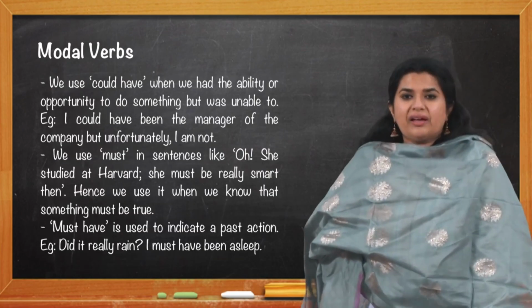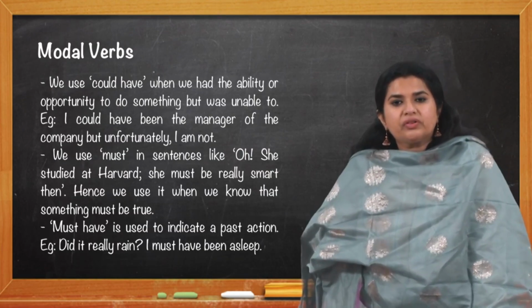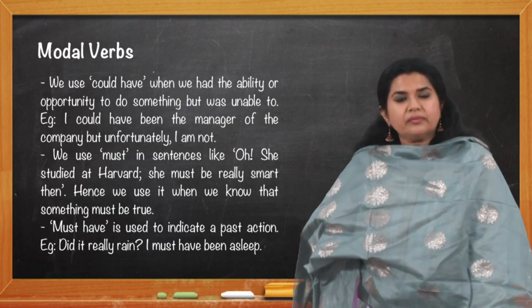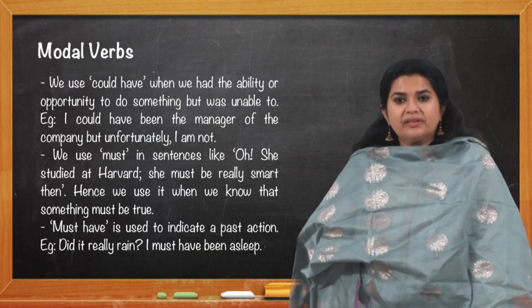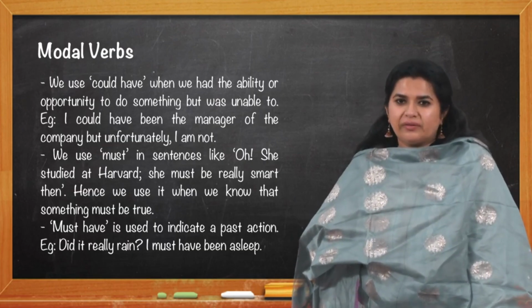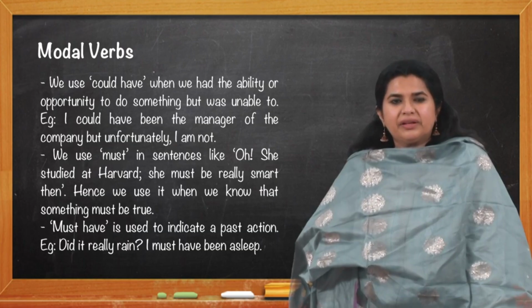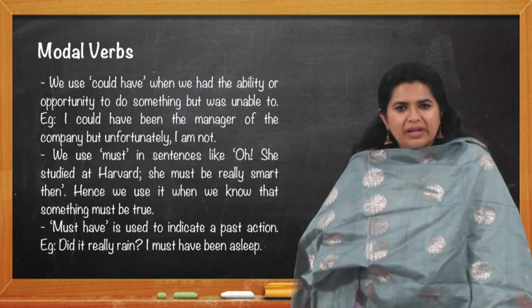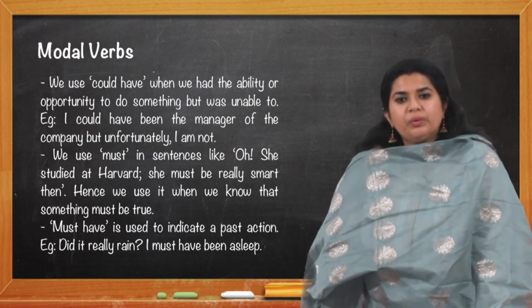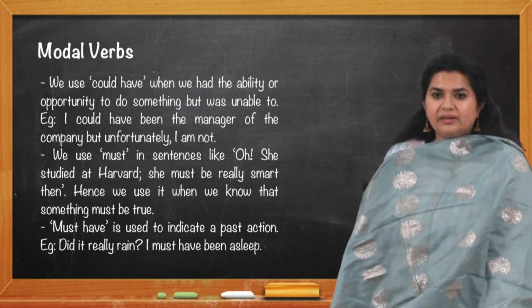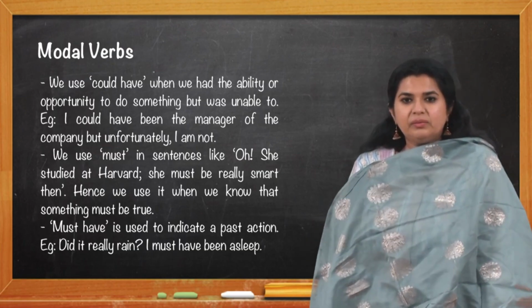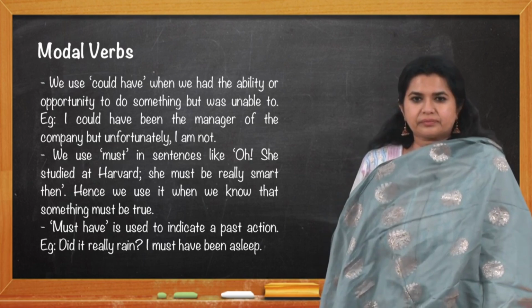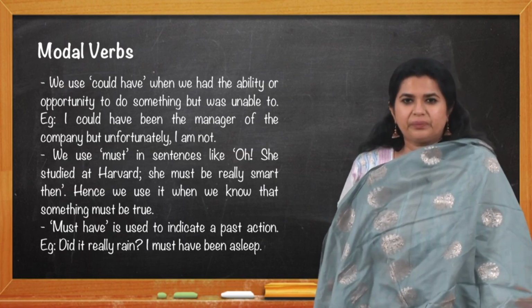We use could have when we had the ability or opportunity to do something, but we were unable to. Example, I could have been the manager of the company, I could have been the CEO of the company, but unfortunately I could not or I am not. We use must in sentences like that. Oh, she studied at Harvard, she must be really smart then. So, must be.